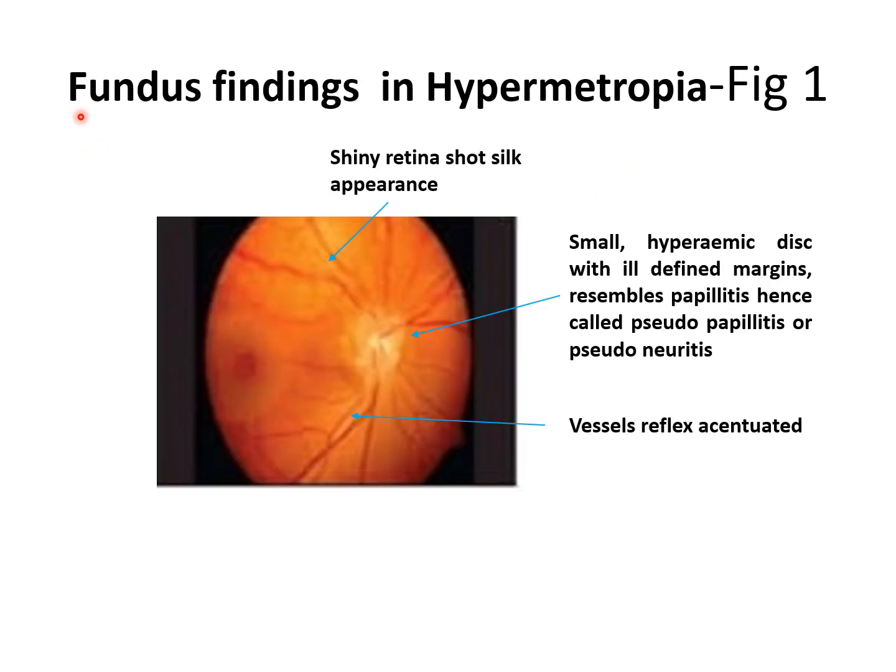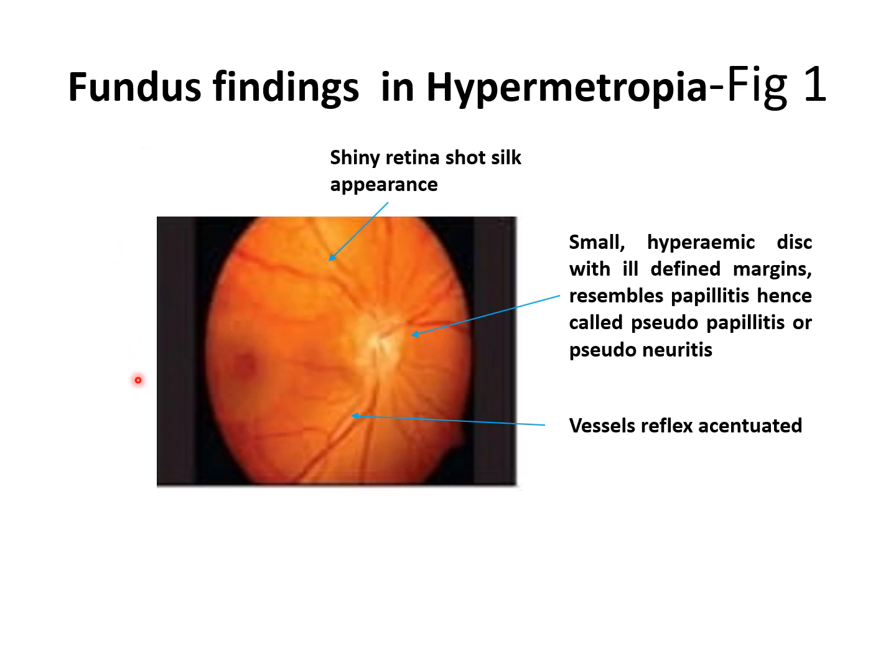Let us look at the fundus findings that we get in hypermetropia. A hypermetropic eye is a small eye. Per diopter change in the power corresponds approximately to 0.3 millimeter change in the axial length.